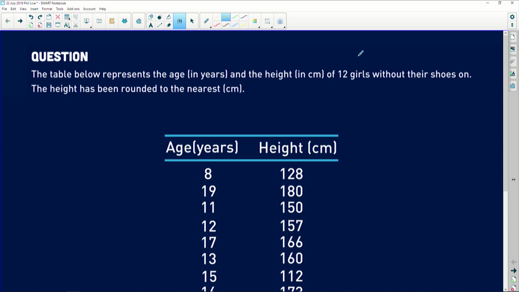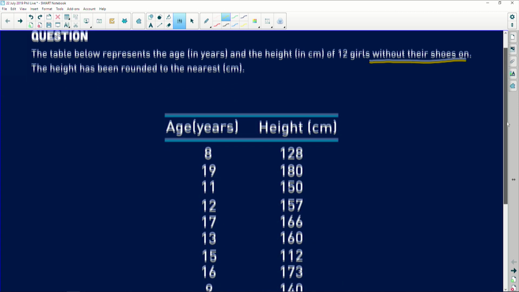Okay, this is a great question because it helps me help you understand how to work your calculator when you have a stats question in front of you. Let's take a look at this question. It says the table below represents the age in years and the height in centimeters of 12 girls without their shoes on. So basically without their shoes on is just saying that there's no thickness of sole of their shoe that could influence their height. It's their basic height, them standing barefoot on the floor. The height has been rounded to the nearest centimeter.